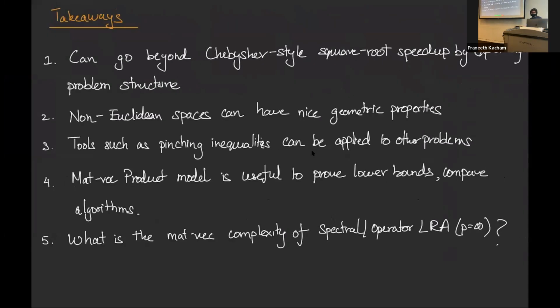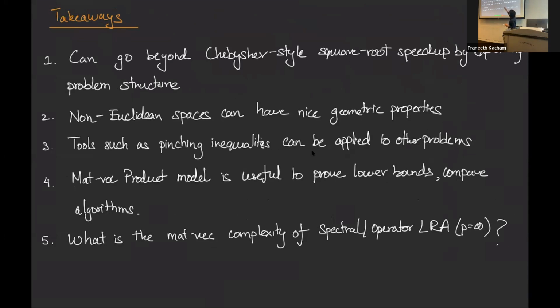So let me conclude with some takeaways. One key thing to notice is that we can go beyond the Chebyshev-style square root speedup by exploiting more structure in the problem. So typically, it was, okay, that's all I want to say.